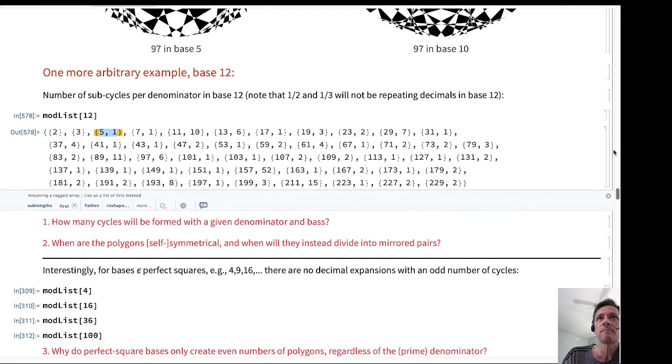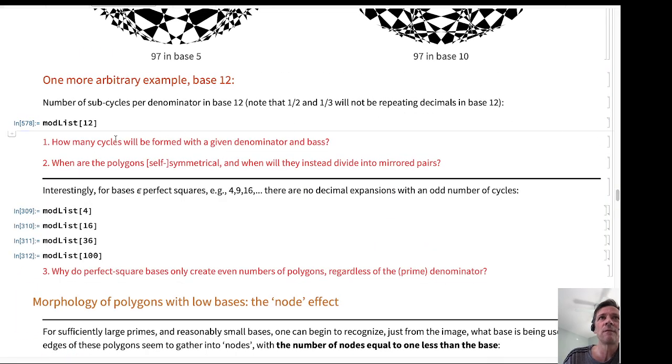Just an extra example. All right, so now let's look at our first question. This is a modular arithmetic question, and we're not going to answer it here. These are kind of left as exercises for people who are fans of modular arithmetic. I can say that I'm a fan, but I'm not an expert, and this is a question that I might be able to answer, but I want to leave as an exercise, partially because I'm too lazy and I'm not entirely sure that I can answer it reliably. How many cycles will be formed with a given denominator and a given base?